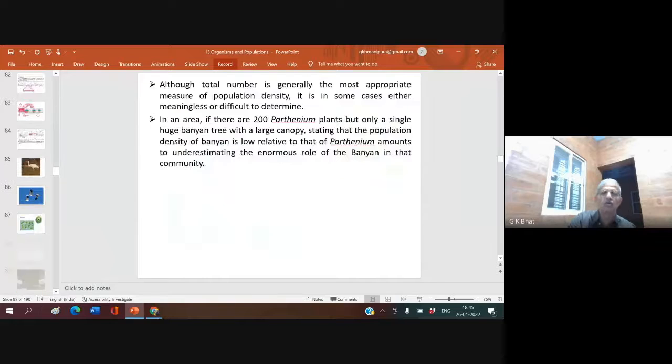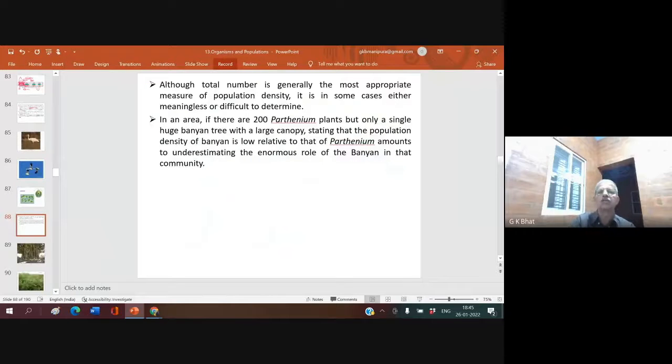Now, although total number is generally the most appropriate measure of population density, it is in some cases either meaningless or difficult to determine. Sometimes finding the number is not at all required. It is not essential at all. For example, let us think that in an area there are 2000 Parthenium plants.